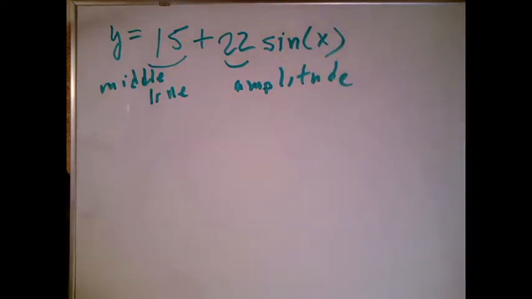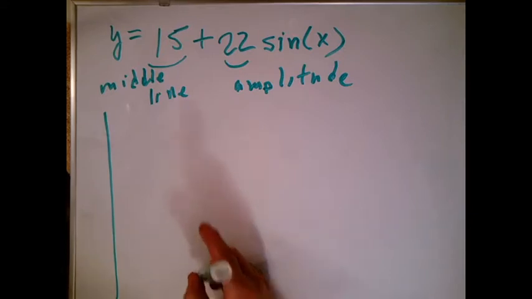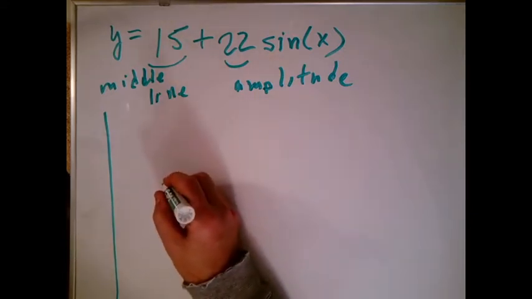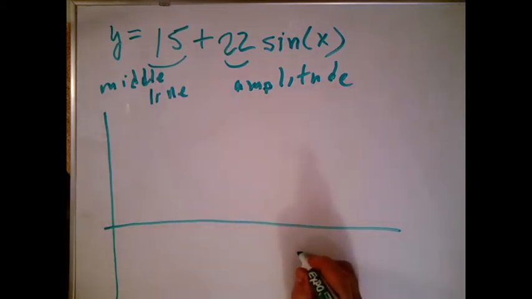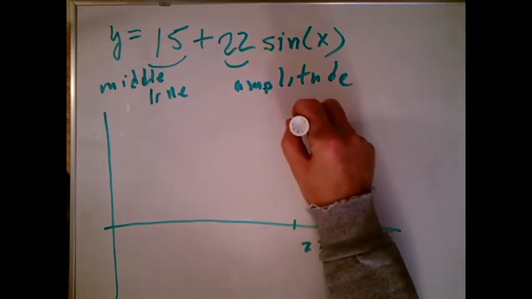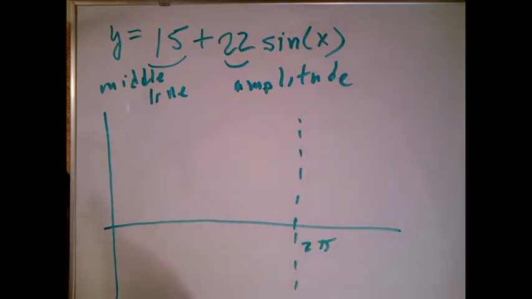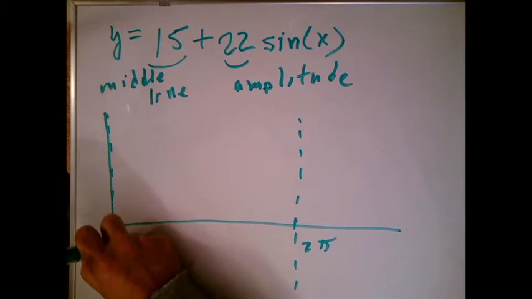So if I'm going to draw something, we haven't done any horizontal shifts yet, so I know I'm only supposed to go from 0 to 2 pi. I know I'm supposed to go up to 37 and down to something, so I'm going to try to make it sort of like this. I know that the right-hand side is going to be at 2 pi, so the right-hand side of the frame is going to look like that. I know the left-hand side of the frame is going to look like that.